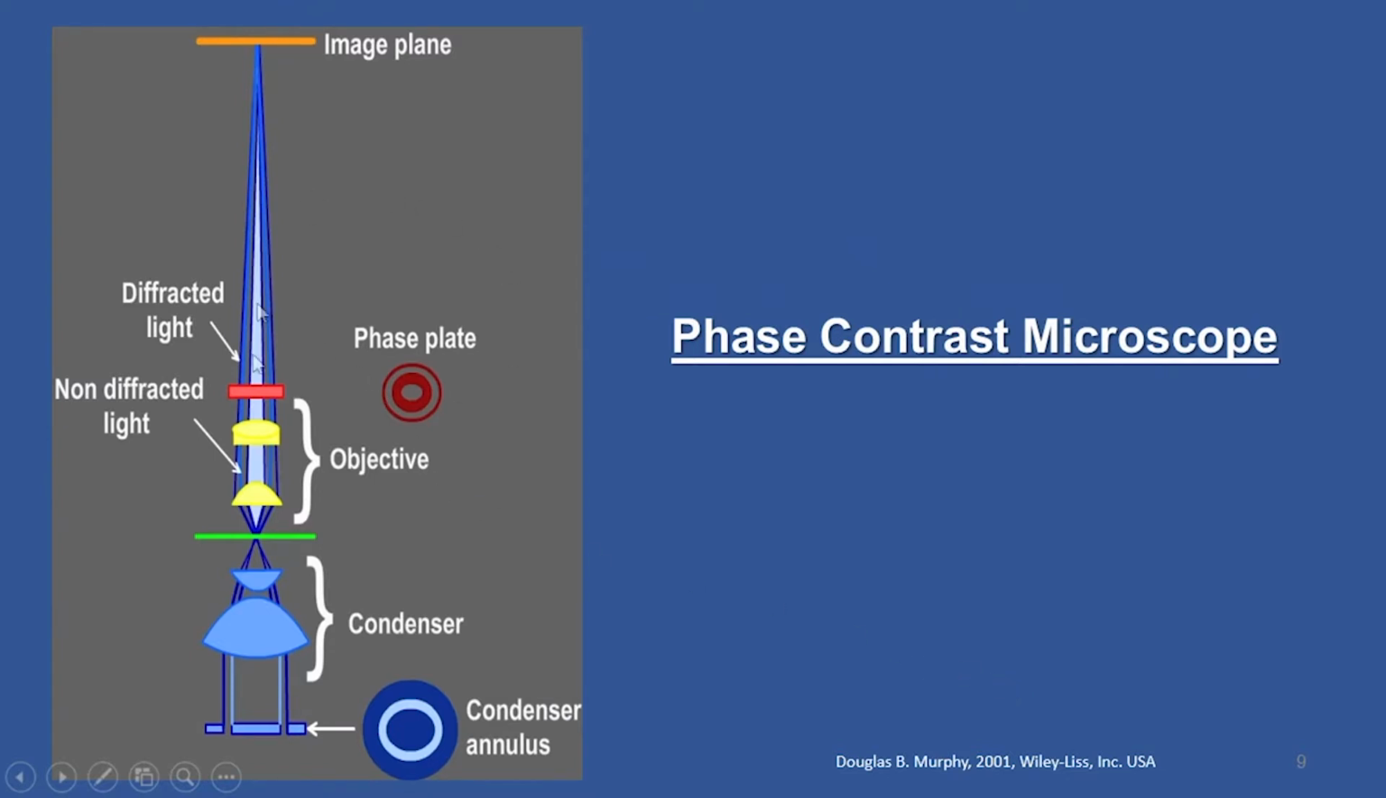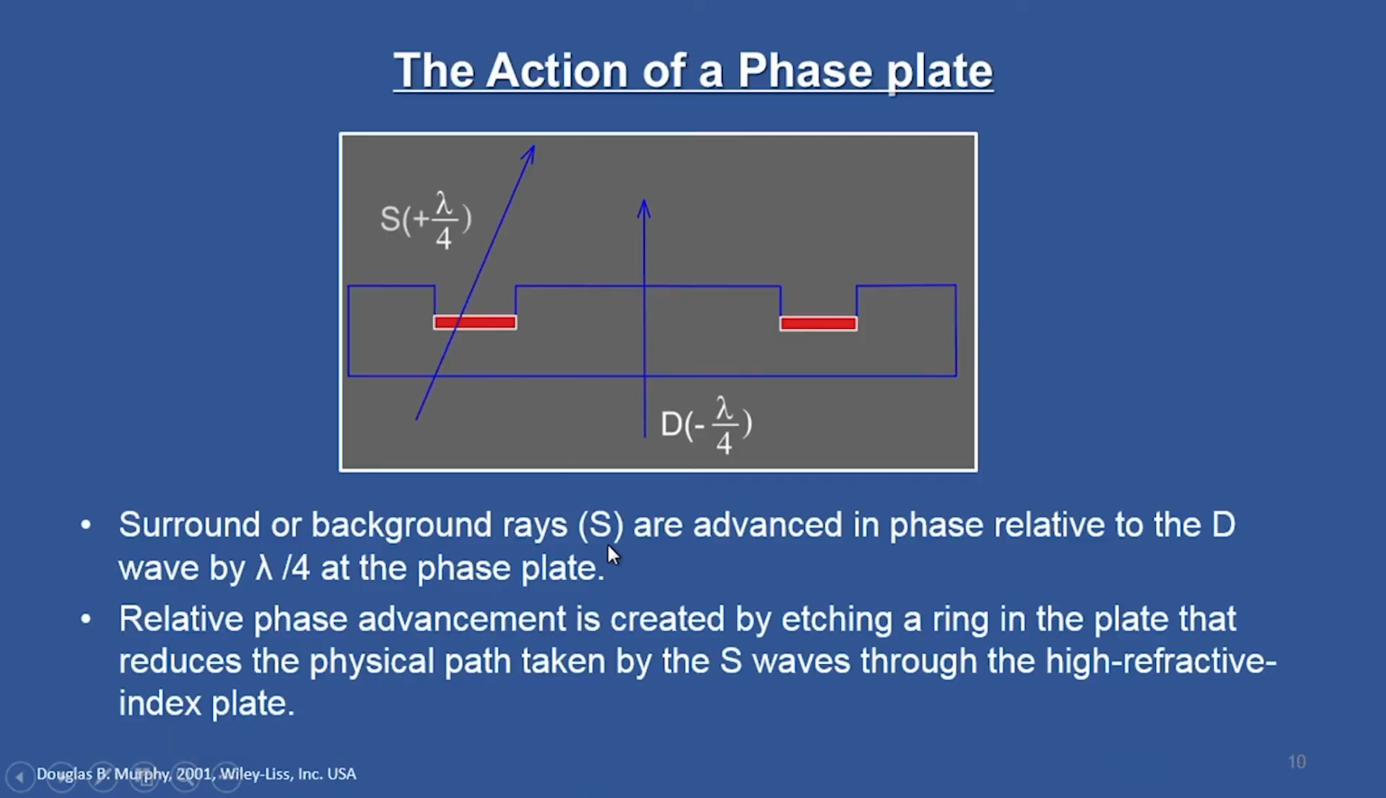This is a similar optical design, which is shown in another reference. I just brought it for completion. So, you have the phase plate here, and again you have a condenser annulus here. Let us look at the action of a phase plate. This is a phase plate, and you see that light rays are passing through this.